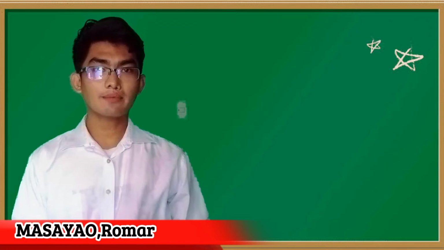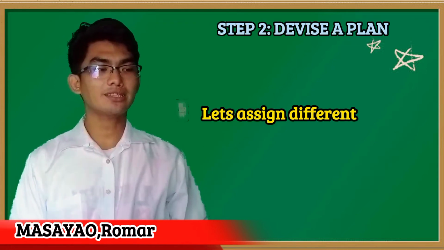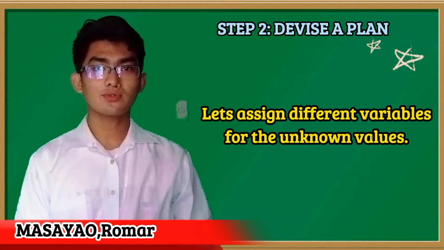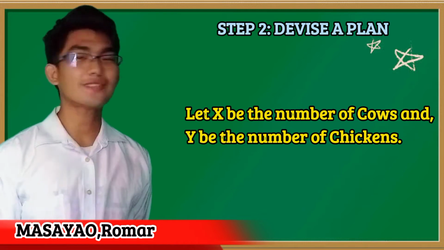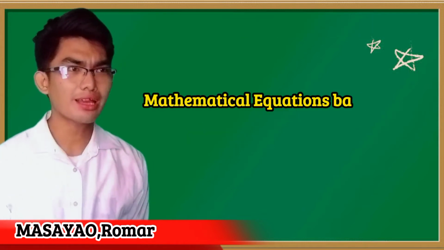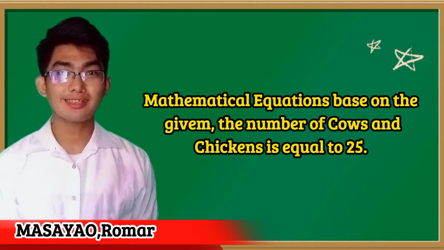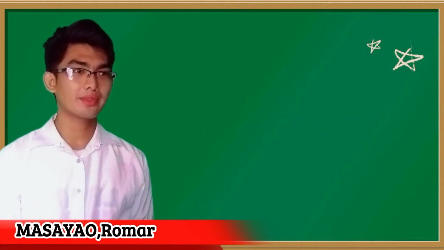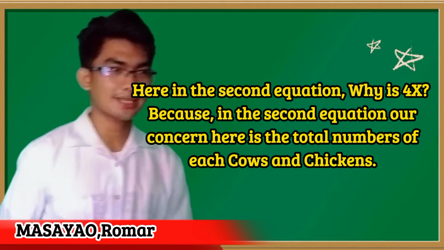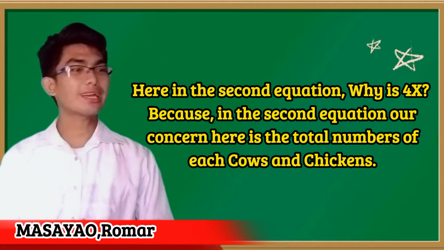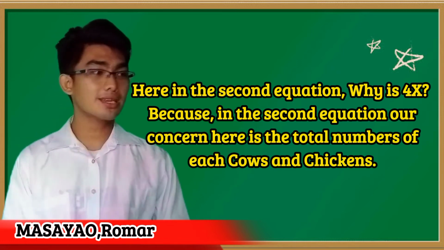Now let's go to step 2. We have to devise a plan. Let's assign different variables for unknown values. So let x be the number of cows and y be the number of chickens. If we make mathematical equations based on the given, the number of cows and chickens is equal to 25: x plus y equals 25. Then the second equation concerns the total number of feet of the cows and chickens.